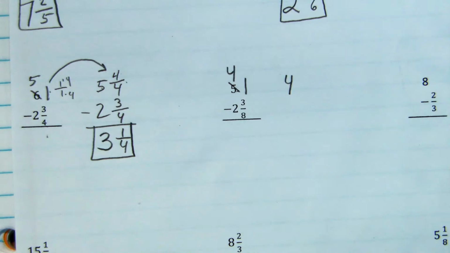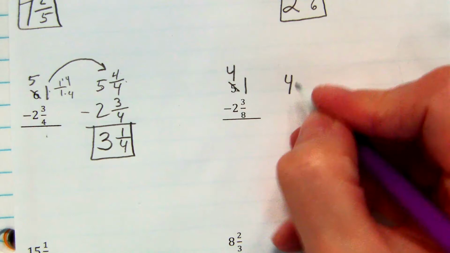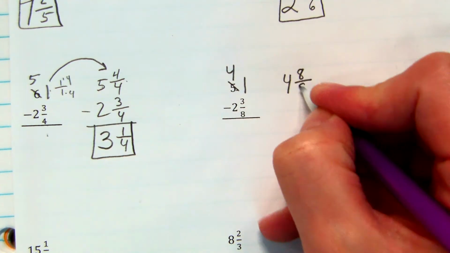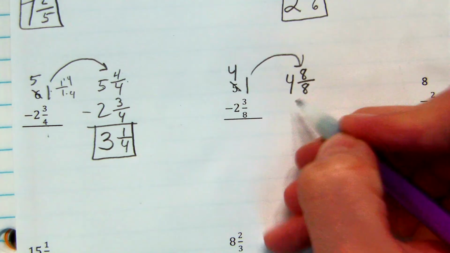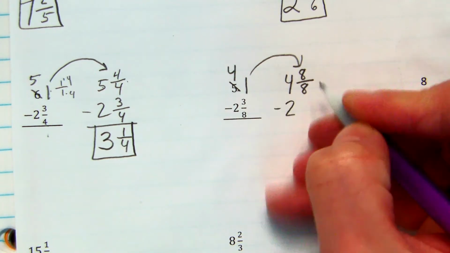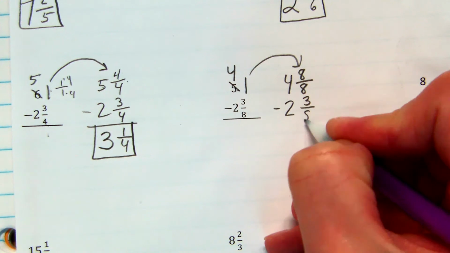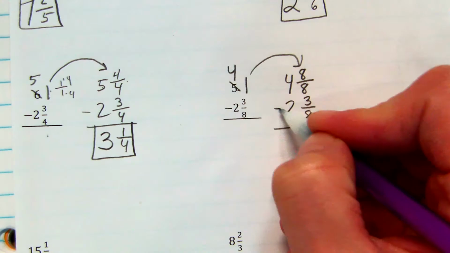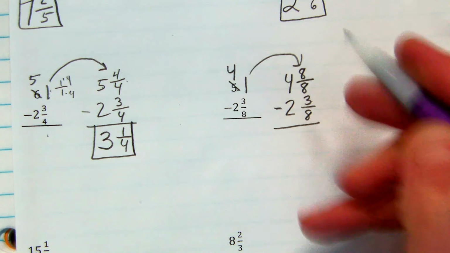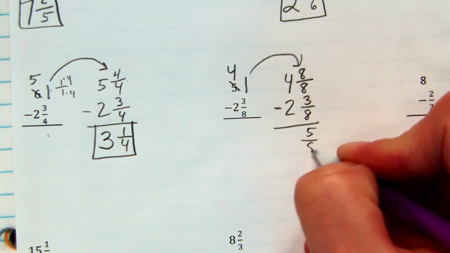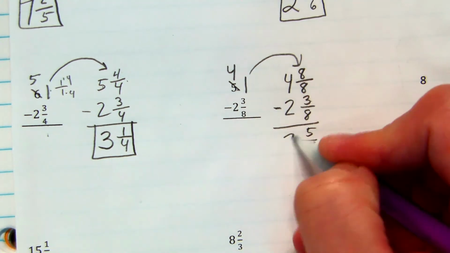8. And you could do that with the tiles, but I think after seeing it once, you guys are kind of like, oh yeah, I remember that if I have the same number on the top and bottom, that makes 1. So I'm going to make that into 8/8. Okay, and I'm subtracting 2 and 3/8. All right, so 8 minus 3 is 5, 5/8. 4 minus 2 is 2.